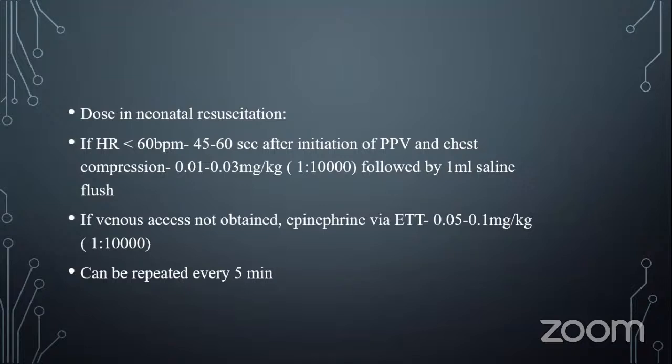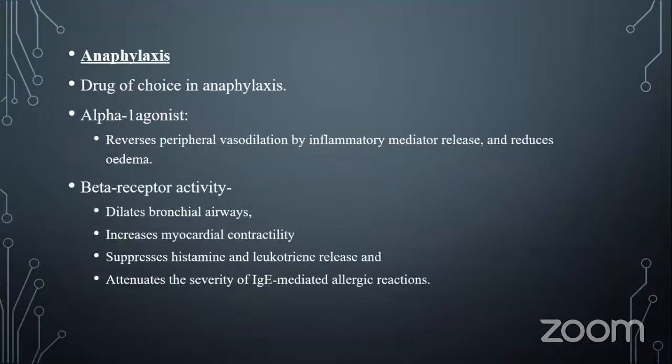Then in neonatal resuscitation, if the heart rate is less than 60 beats per minute 45 to 60 seconds after the initiation of positive pressure ventilation and chest compression, we can use an infusion dose of 0.01 to 0.03 milligram per kg of 1 in 10,000 solution followed by a 1 ml saline flush. If venous access is not obtained, epinephrine can be given through the endotracheal tube with a dose of 0.05 to 0.1 milligram per kg of 1 in 10,000 solution. It can be repeated every 5 minutes.